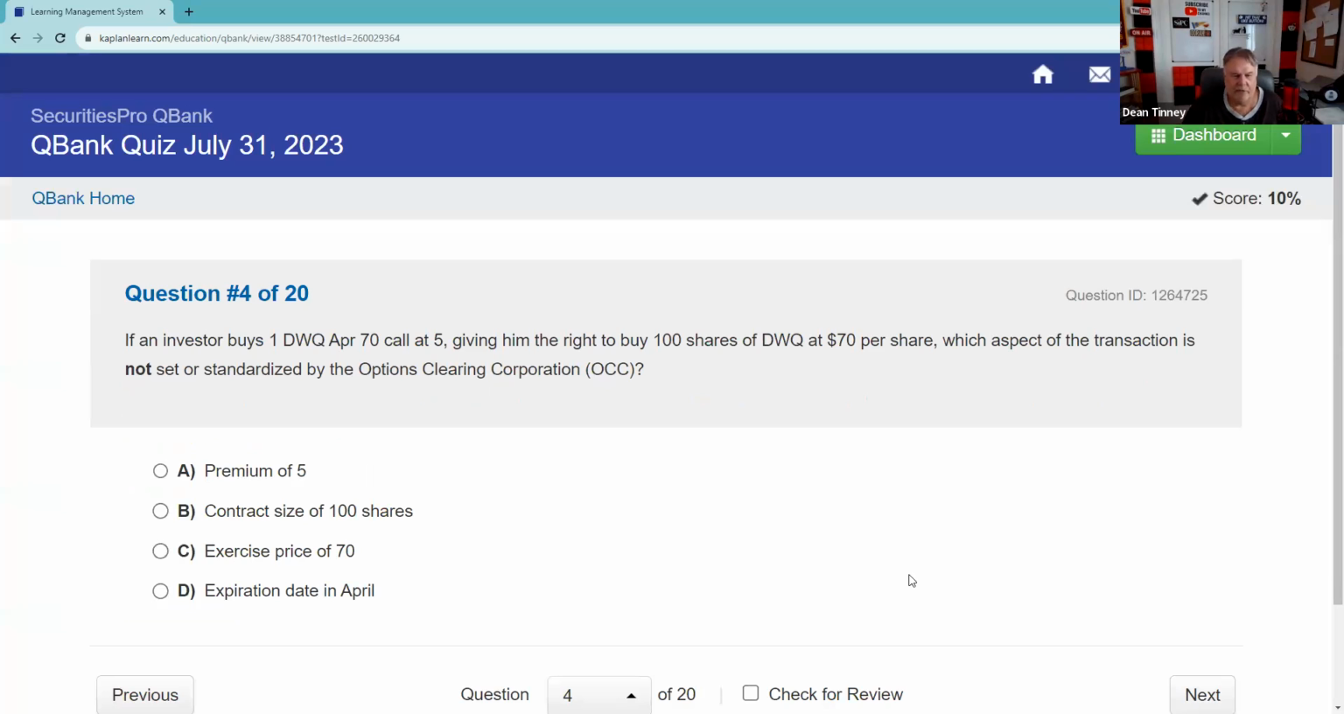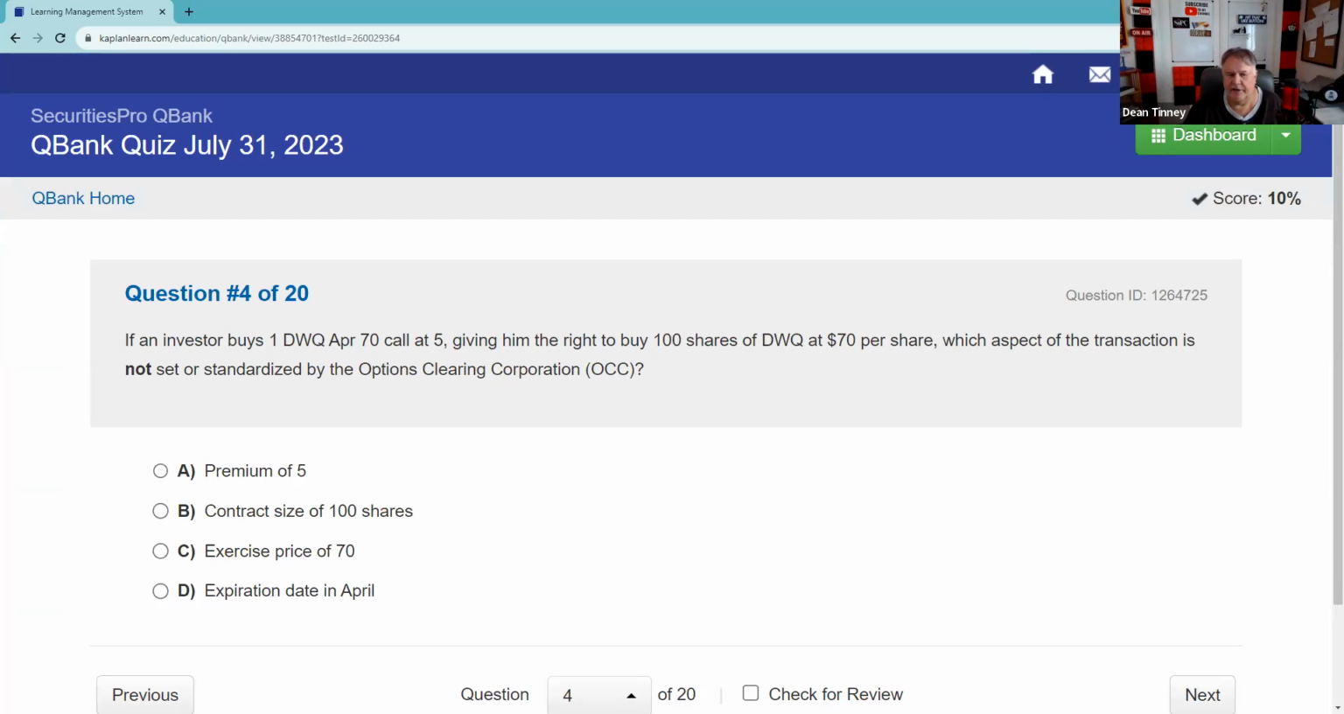An investor buys one DWQ 70 call at 5, giving them the right to buy 100 shares at 70. Now, I'm always suspicious of this. I mean, they shouldn't have to tell us that when we buy a call, we have a right to buy 100 shares of the stock at 70. But hey, thank you so much. I'd be worried if we didn't know that that's what that meant.